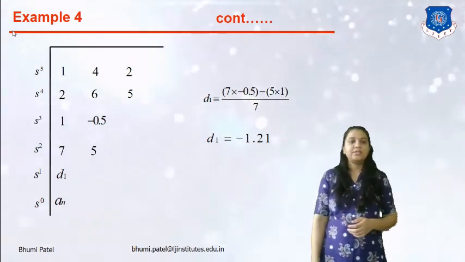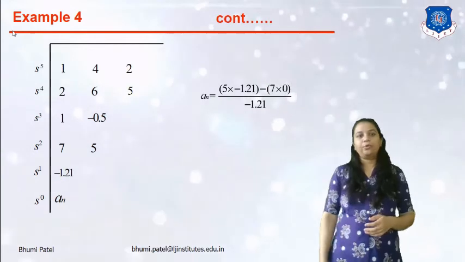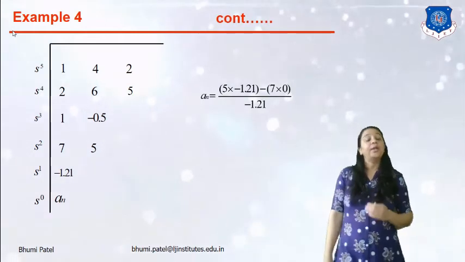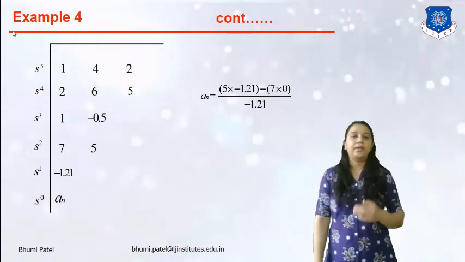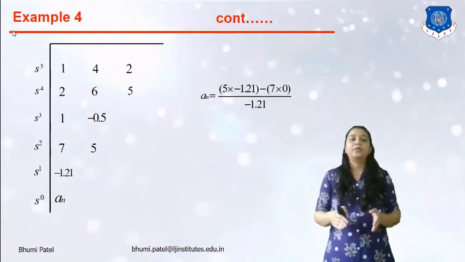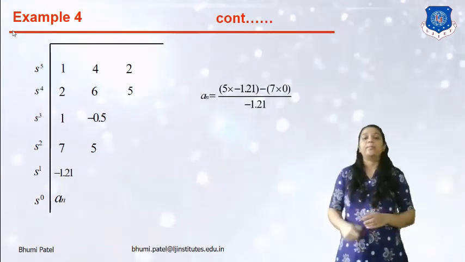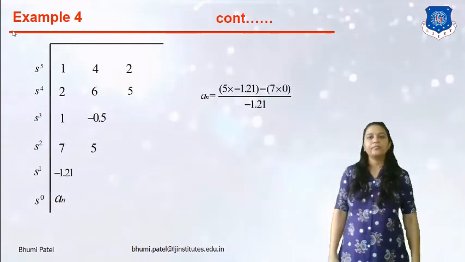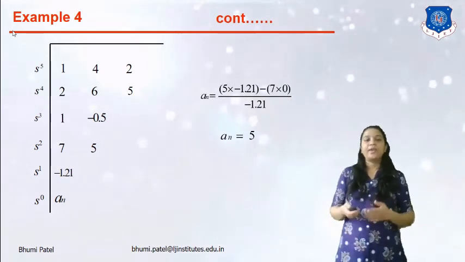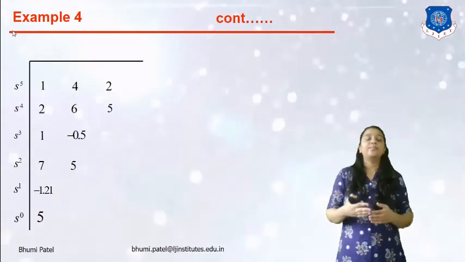Now the last step is to find the value of AN. So the equation of AN is (5 × -1.21 - 7 × 0) / -1.21. We do not consider the first, second and third row. For AN, we consider the fourth and the fifth row. So simplify this value, we get AN is equal to 5. So now we put the value of AN in this table and we get this type of route table.